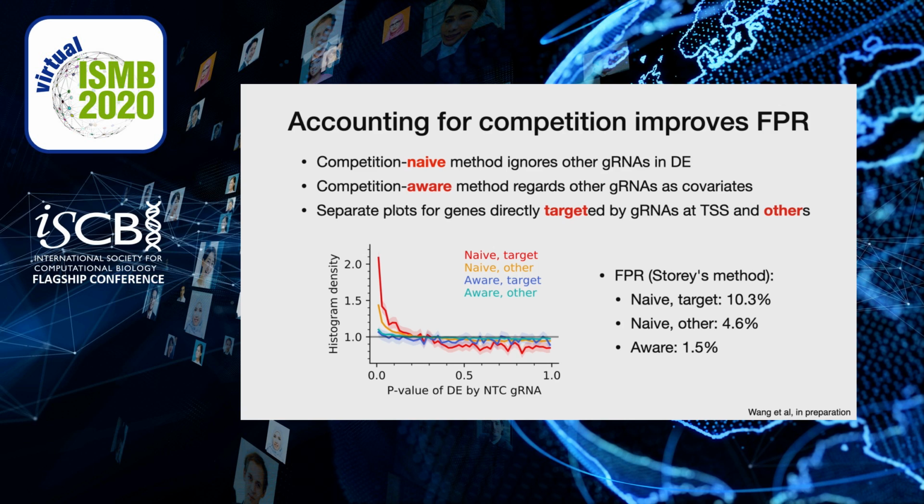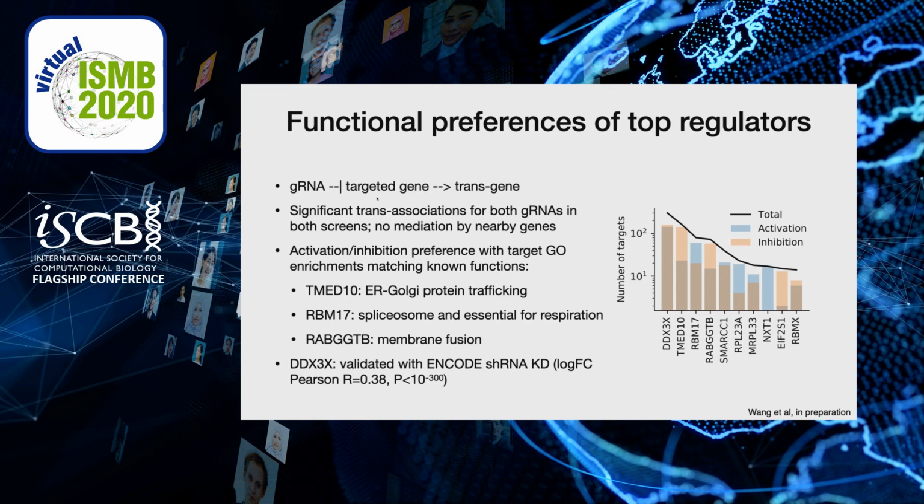Therefore, we could account for the competition by regarding every other guide RNA as a potential covariate. In this case, we would have lots of covariates, but we were successfully able to reduce the false positives to, for example, about 1.5% in terms of false positive rate. Therefore, with the competition-aware method, we could look for guide RNA-gene associations in terms of direct inhibition of the targeted gene, and also the trans-association between the guide RNA and a distant gene. If we find associations for both of them, we could use them to infer gene regulations from the target gene to the trans gene.